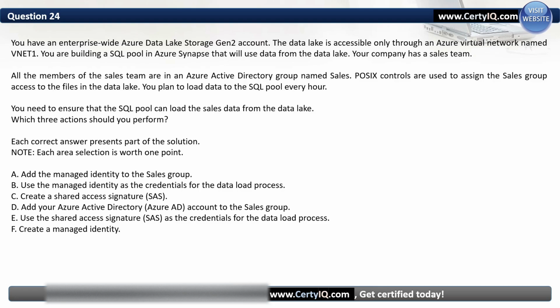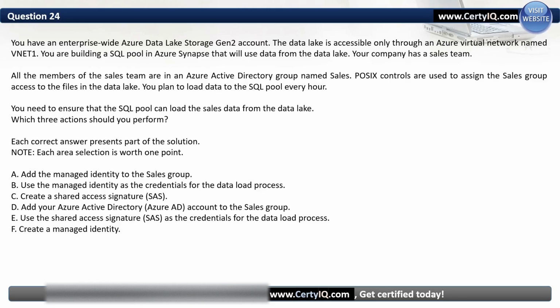Question 24. You have an enterprise-wide Azure Data Lake Storage Gen2 account. The data lake is accessible only through an Azure virtual network named VNet1. You are building a SQL pool in Azure Synapse that will use data from the data lake. Your company has a sales team. All the members of the sales team are in an Azure Active Directory group named Sales. POSIX controls are used to assign the Sales group access to the files in the data lake. You plan to load data to the SQL pool every hour. You need to ensure that the SQL pool can load the sales data from the data lake.